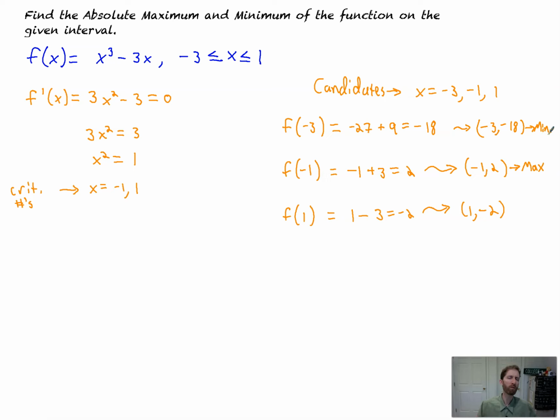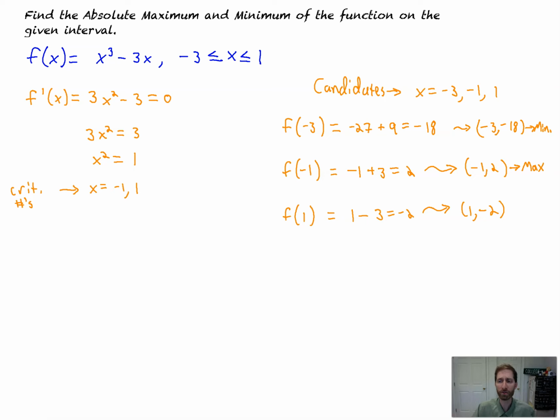So if you needed to be more formal, you'd say, therefore, the absolute minimum is -18. And it occurs at x equals -3. So the minimum value is the y value. The absolute maximum is 2. And it occurs at x equals -1. All right, that's just me being super formal.